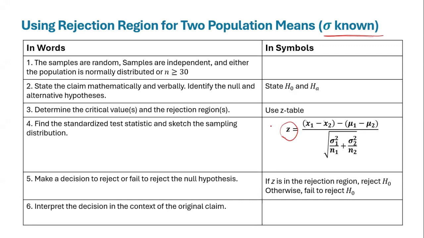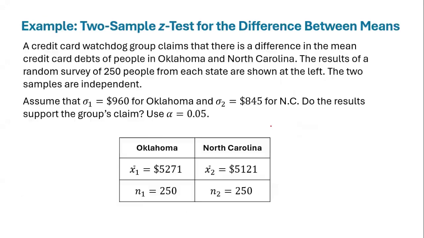So all the steps for the rejection region method are here, and that's the formula that we use for the z-test. We find the critical value from the z-table. For the z-table, we don't need the degrees of freedom. We just need alpha and the area under the curve. Okay, so let's start working on a problem.